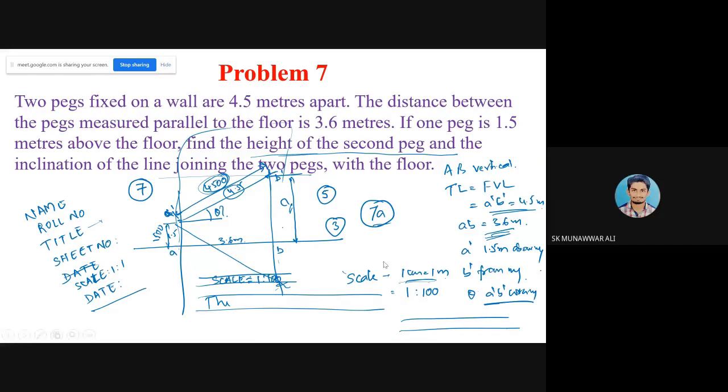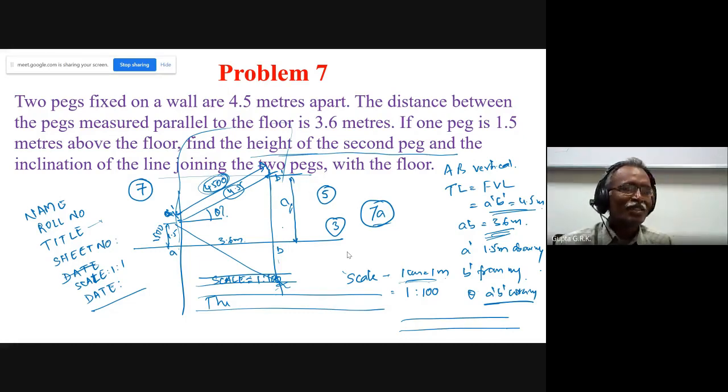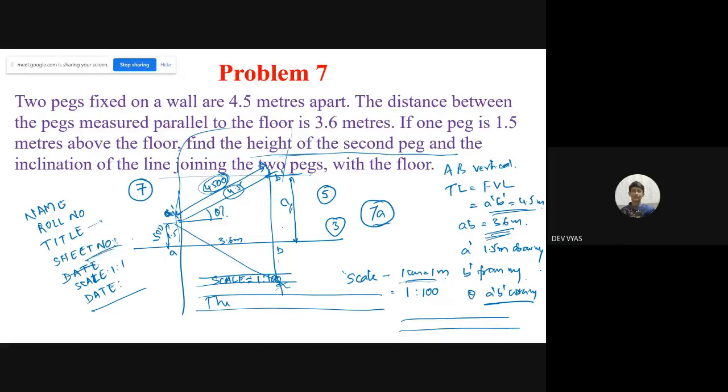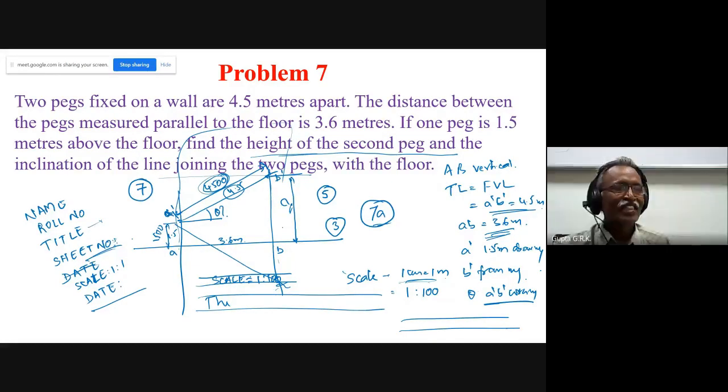Sir, in assignments we only have one PDF. So instead of sheet number, can we write assignment number only? Actually, in the drawing sheet, it is written as sheet number. It is assignment number only, okay, not the page number. Sheet number means, otherwise, you can write assignment.